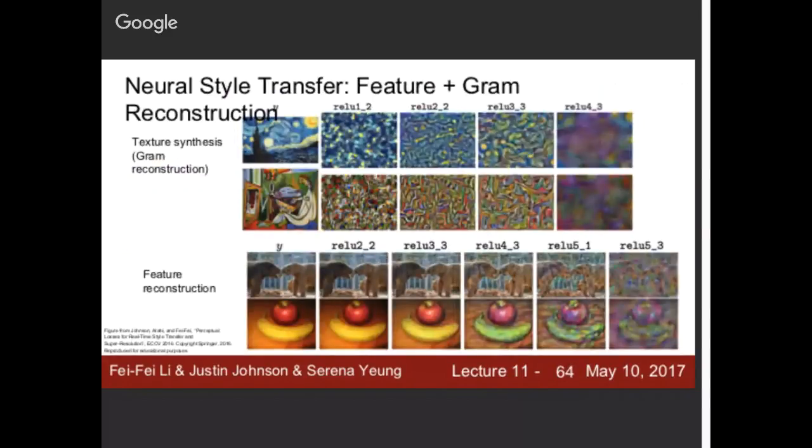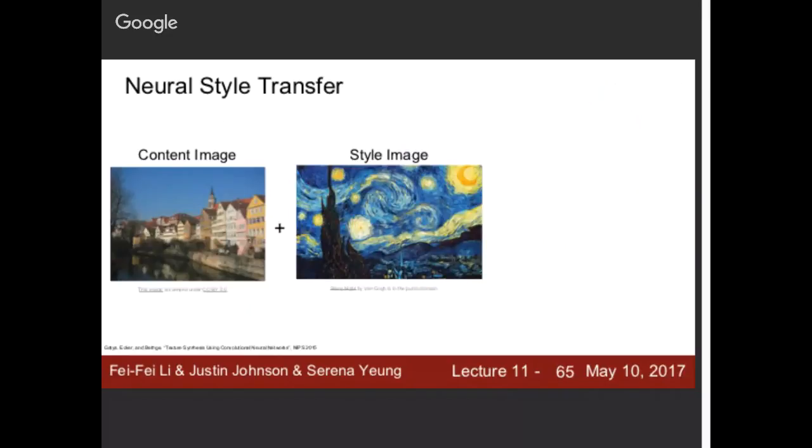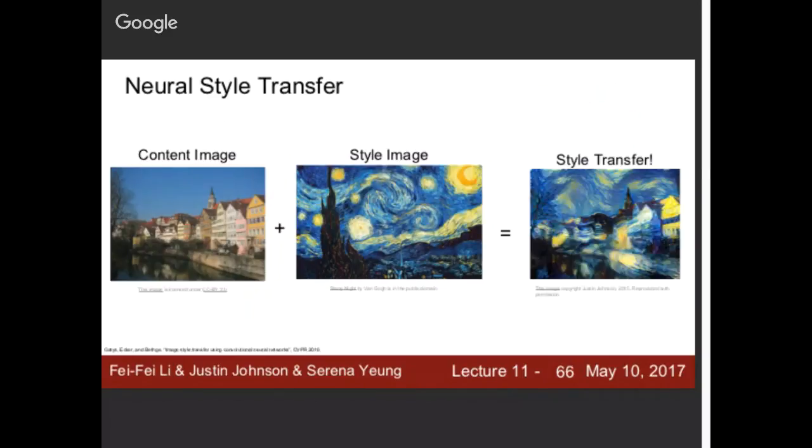Yeah, so just now, the texture synthesis and the feature reconstruction were introduced. And actually, we can combine these two methods together. The output will be combining the content from the content image and the style from the style image, to superimpose the style onto the content image. So the output will be something like this. We're taking the style from the style image and most of the objects from the content image and forming these kinds of stylized images.